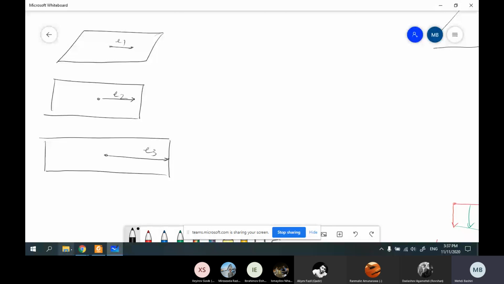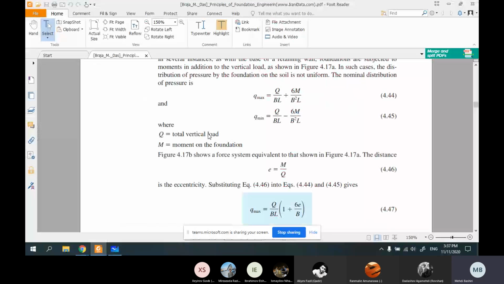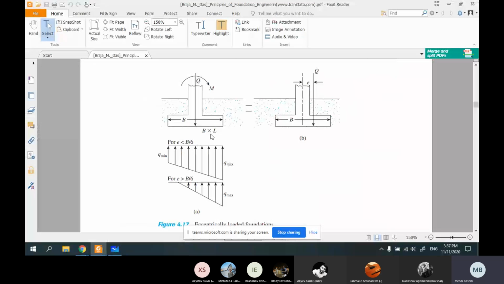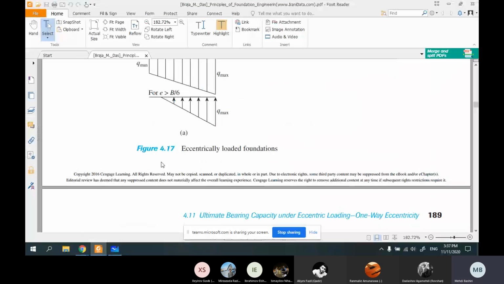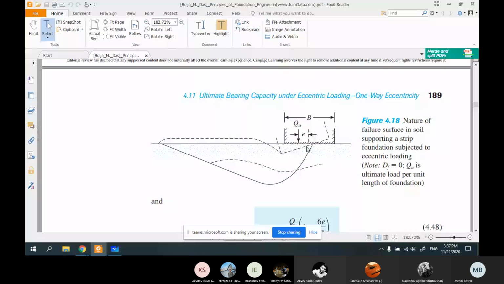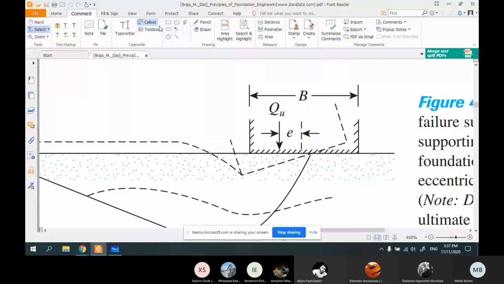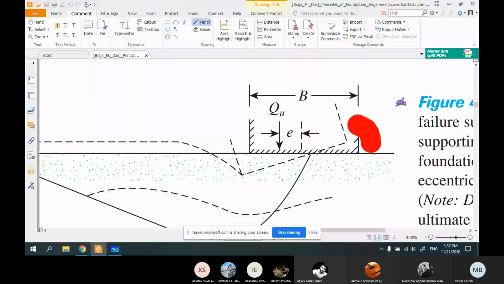As I told you, if we increase the eccentricity, the foundation will rotate. Let me see if I can show you in your book. Here. You can see that if you increase the eccentricity E, the foundation rotates like this, and this is a failure.